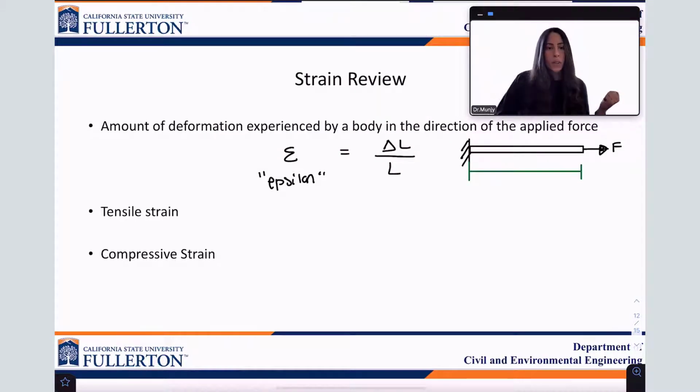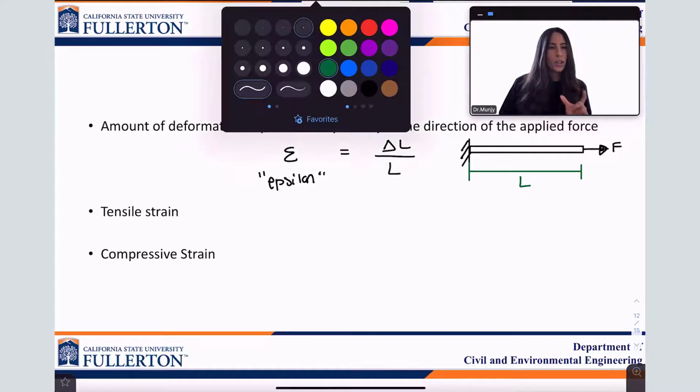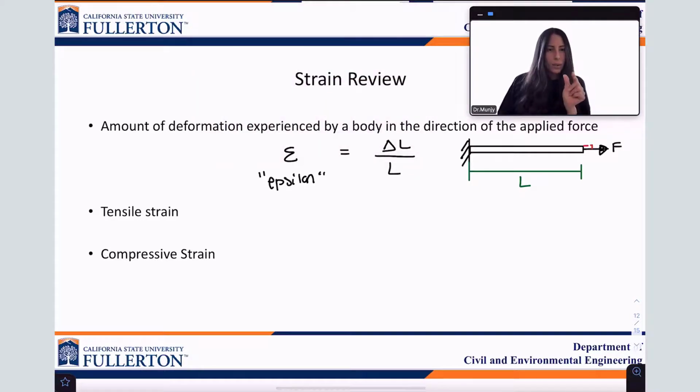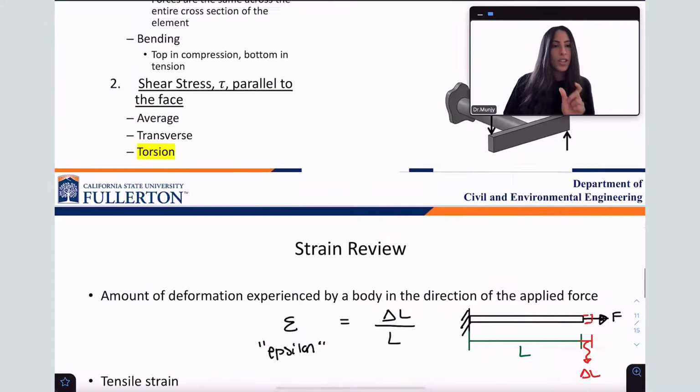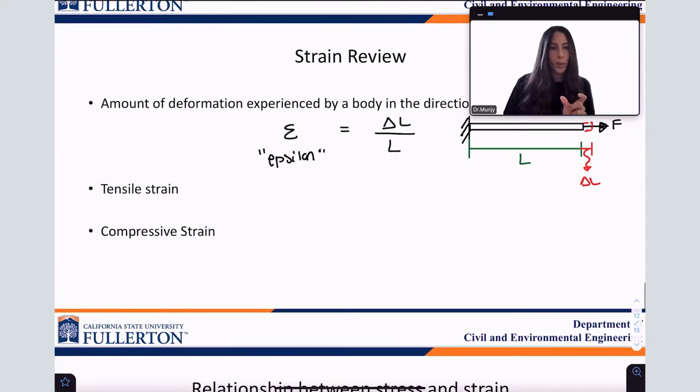If you're pulling on this bar, and it has an original length of L, it's going to deform by some little delta L, right? This little red portion is going to pull by that much, and that's some change in the length of the member, right? So that little delta L divided by the total L, that gives us the strain in that element. Okay, we can have tensile strain or compressive strain, right? This example is tensile strain.